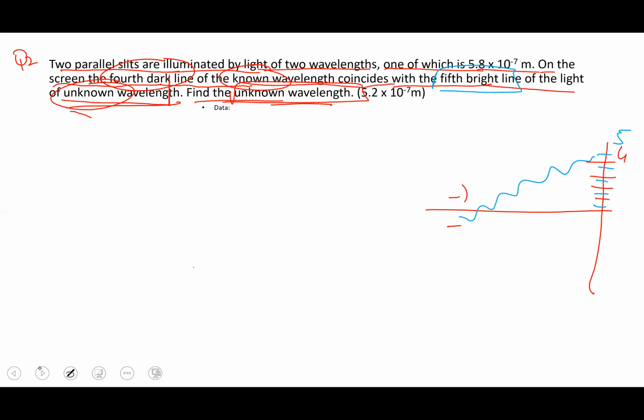Now, let us look at the data. The wavelength of the first light, lambda, is given to us, which is 5.8 into 10 to the power minus 7. The fourth fringe is basically the third one in this case, of the dark fringe, so it will be 1, 2, and 3.